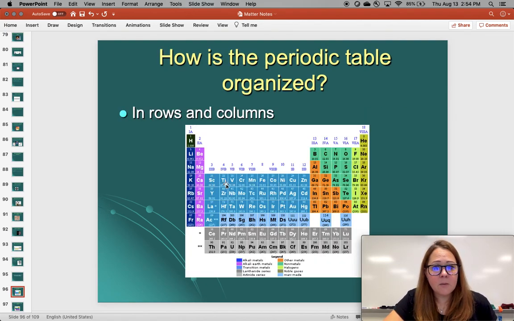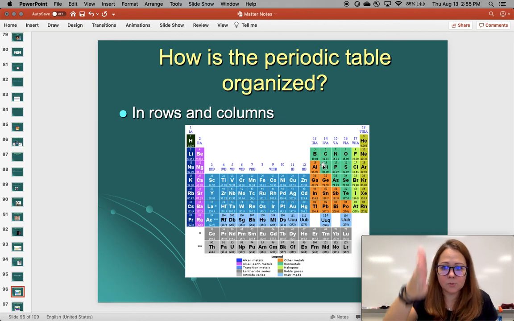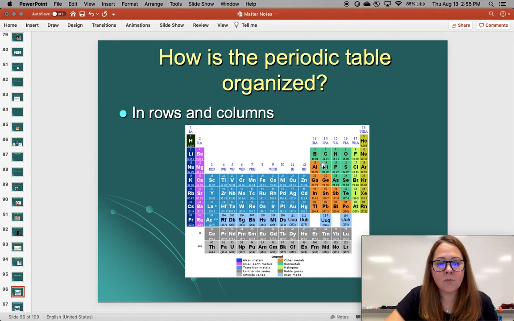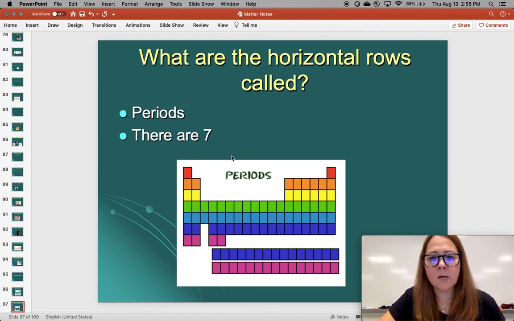Now the periodic table, we've just got a little bit left here, is arranged in rows and in columns. The columns go up and down. Rows go across, which is horizontal versus vertical. Horizontal goes with the horizon, vertical goes up and down. With your rows and columns, they have special names. The horizontal rows are called periods. There's only 7 periods on the periodic table.